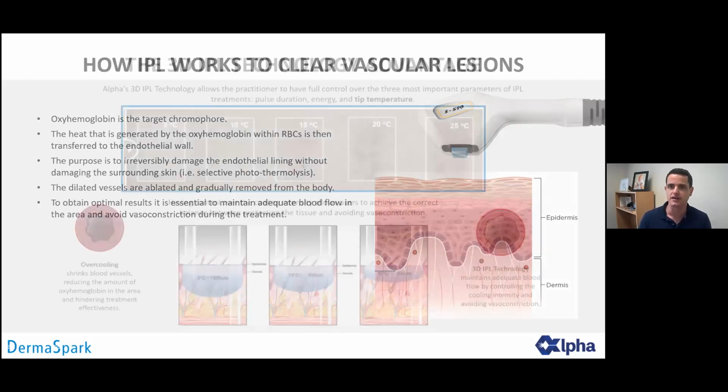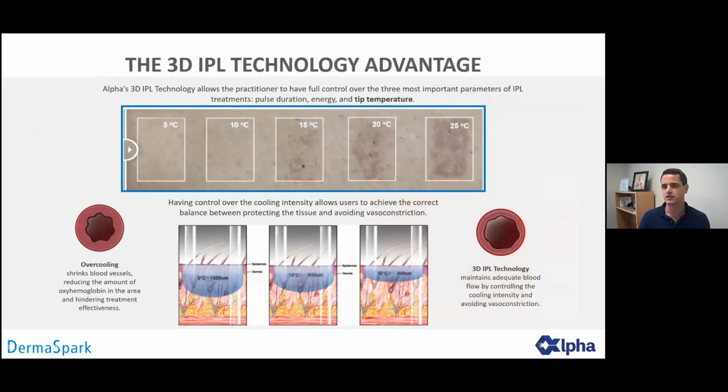And this is exactly why the 3D IPL technology has a very clear advantage here, because in addition to controlling the pulse duration and the pulse energy, you can also control the tip temperature. You can control the contact temperature with the skin, which means that you can avoid vasoconstriction and keep adequate blood flow, allowing you to achieve the correct balance between protecting the tissue and avoiding vasoconstriction.